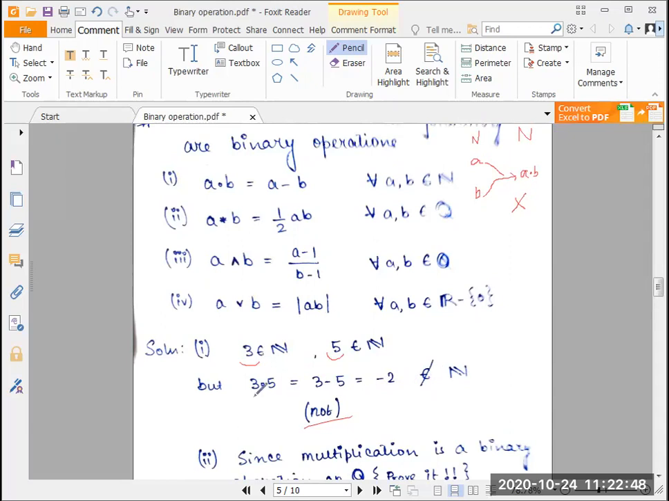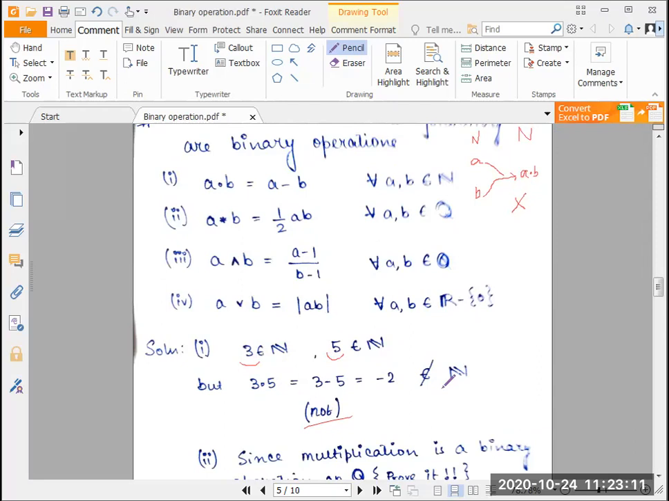Now, I just mentioned that I can take it the other way around as well. That is, I can take 5 to be the first number and 3 to be the second number. What happens is, if I take 5 star 3, it becomes 5 minus 3, which is 2, which is a natural number. So in that case the situation holds, but that does not necessarily imply that the operation in general is a binary operation.